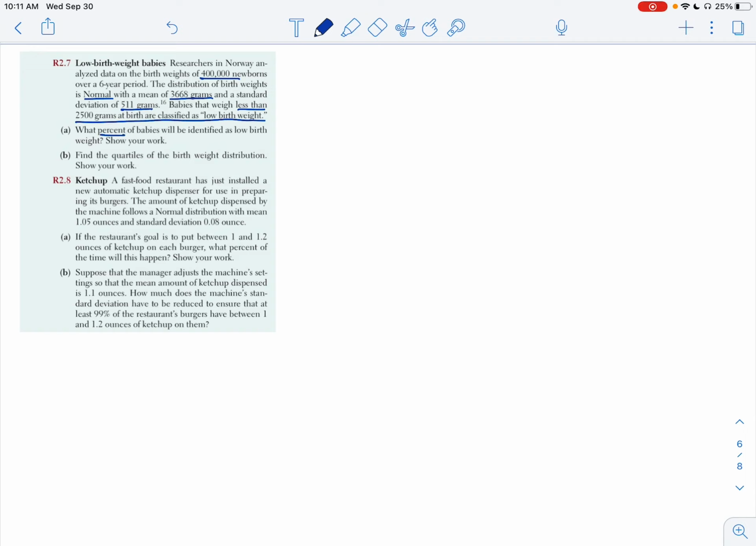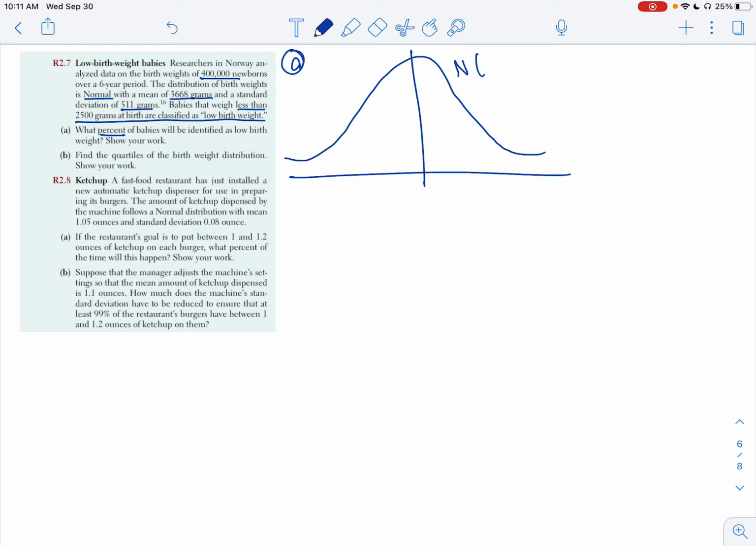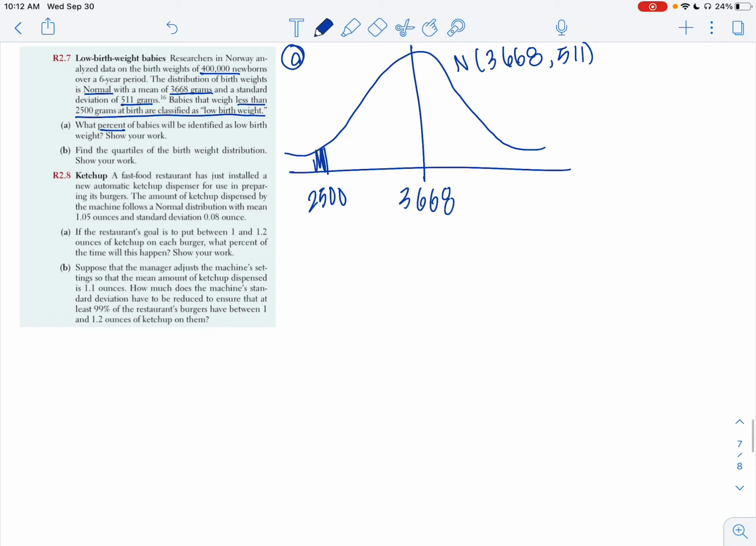Show your work. So again, always start with a graph. This is normally distributed with the mean 3,668 and the standard deviation 511. And they're low birth weight if they have a birth weight of 2,500 or less. So we put in 2,500 here. And that's just a small amount of babies right there.